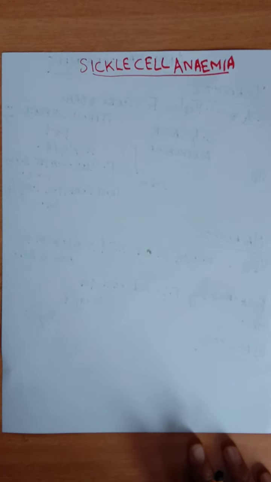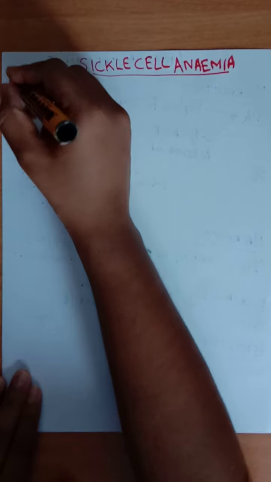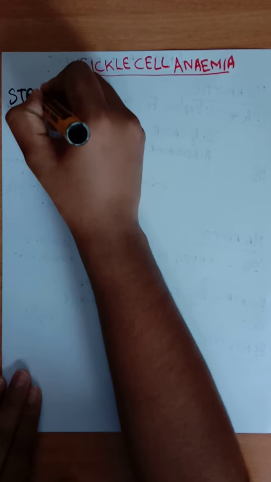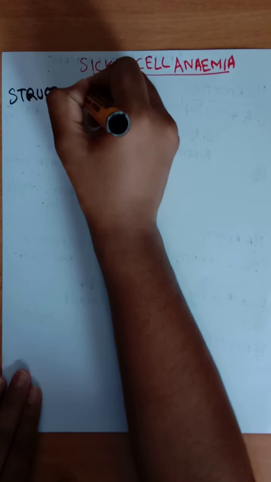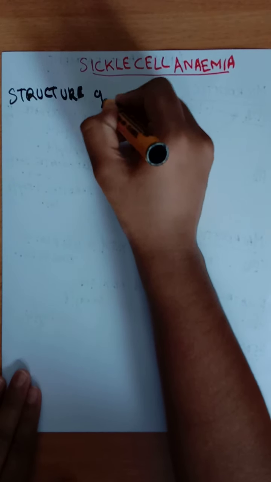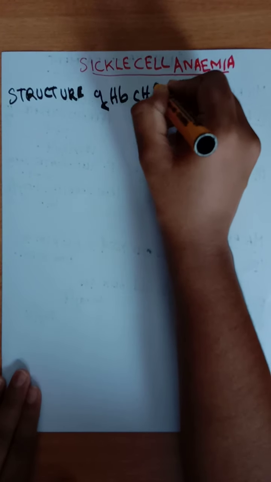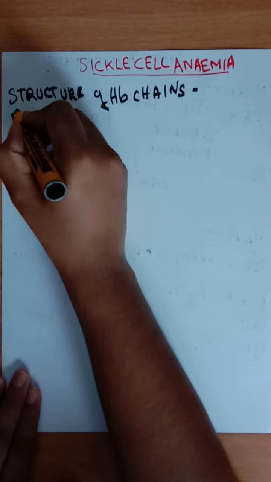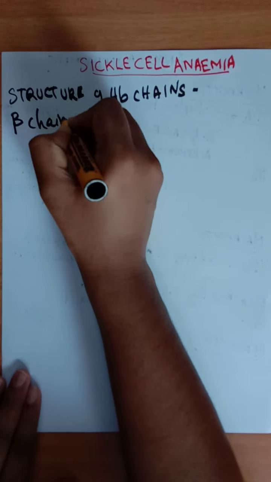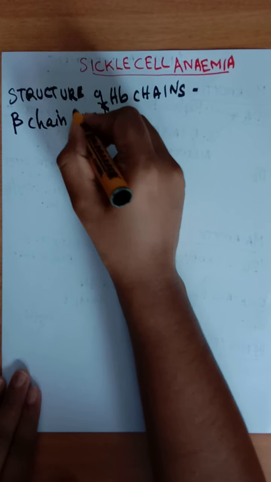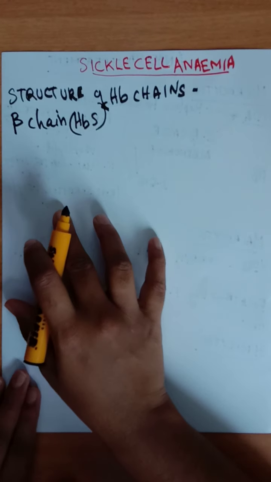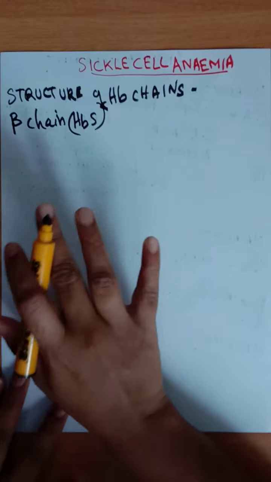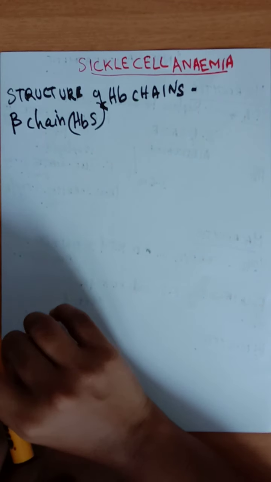Quick notes on sickle cell anemia. Sickle cell anemia occurs due to an abnormal structure of the hemoglobin beta chains, and it is caused by a mutation in the beta chain, which results in shortened RBC survival and impaired passage of red cells through the microcirculation.